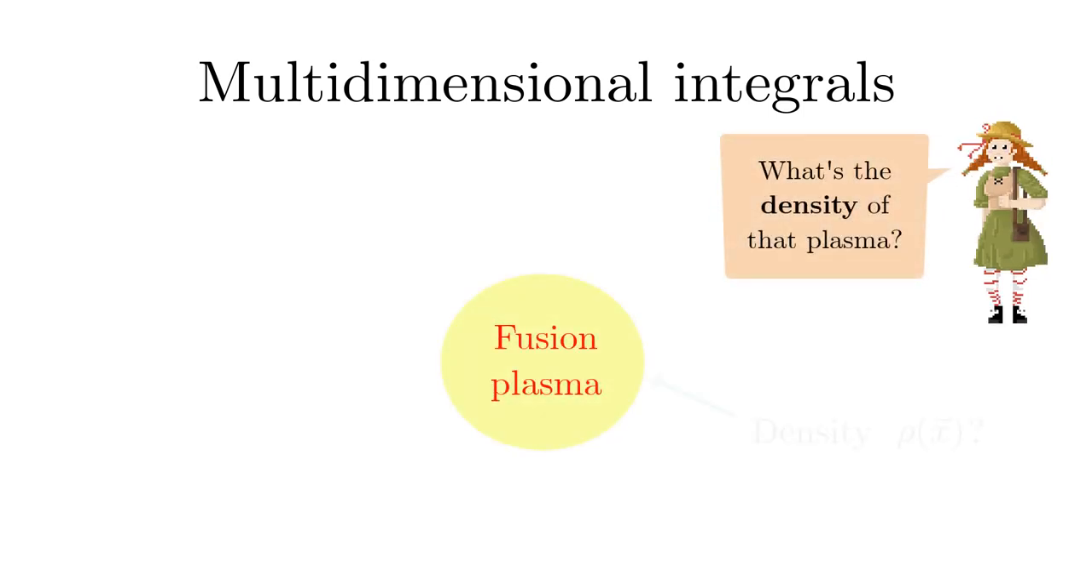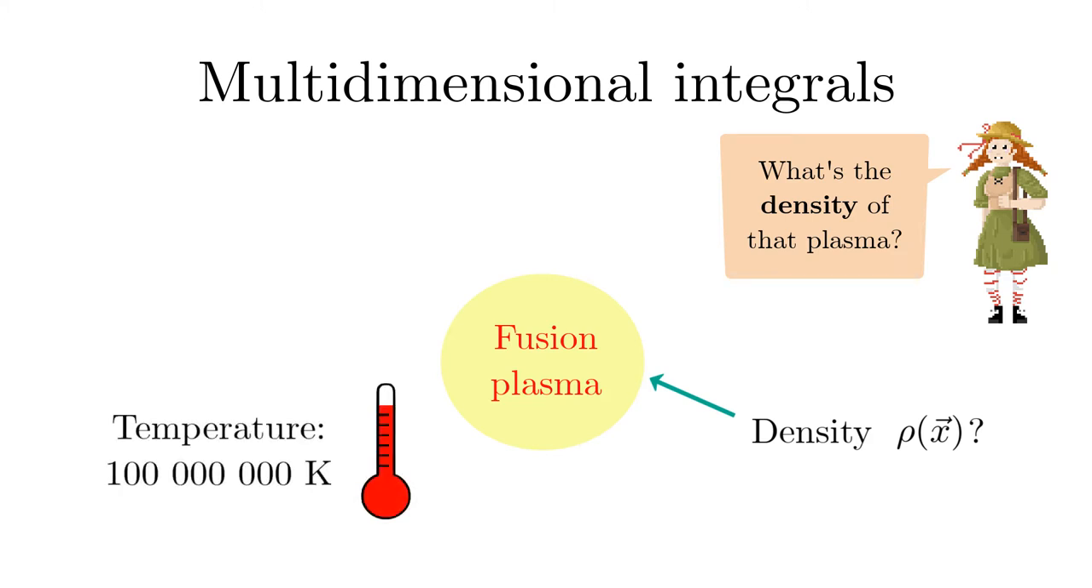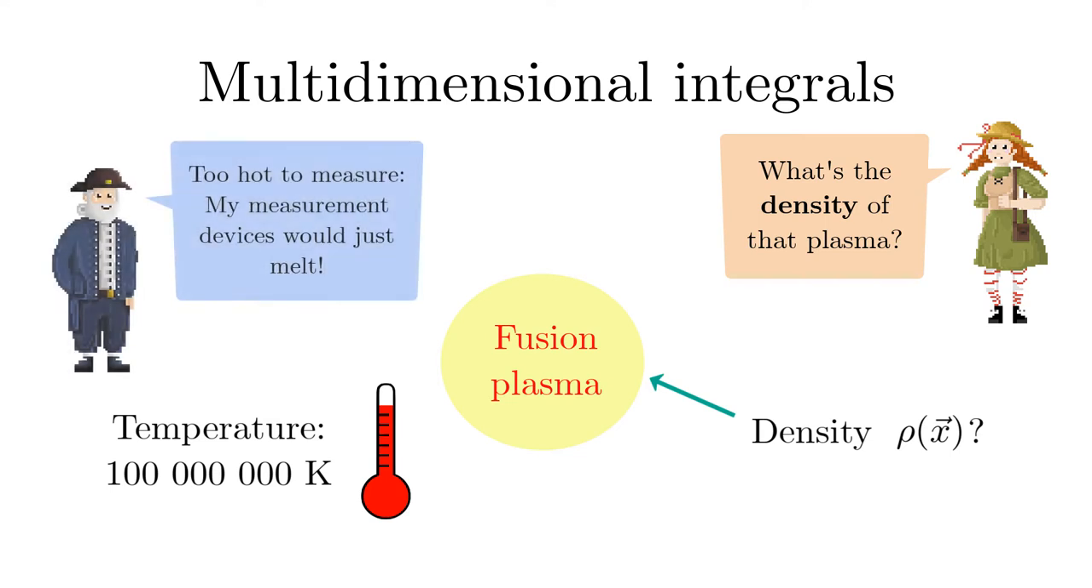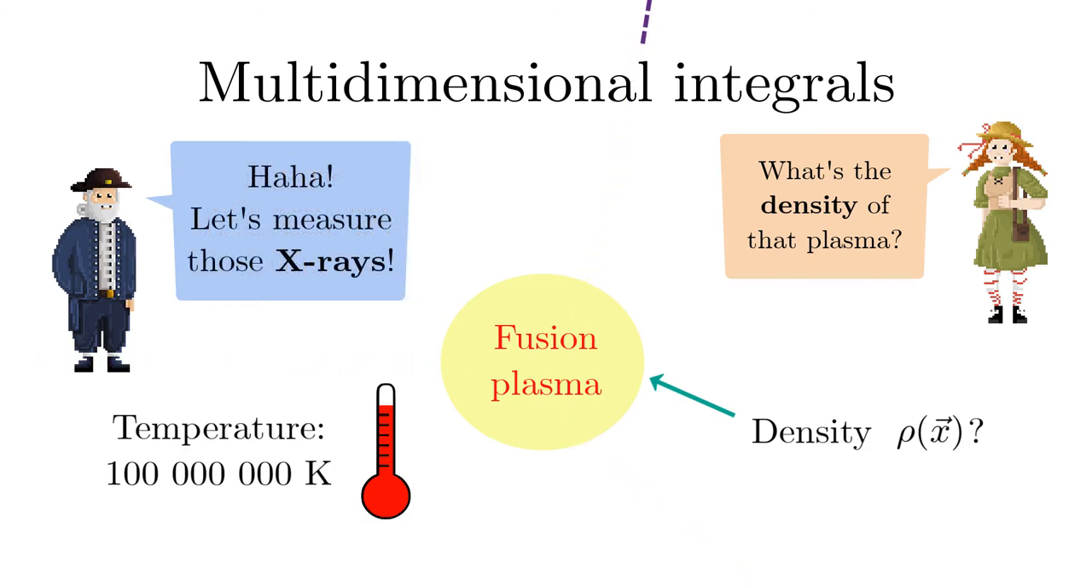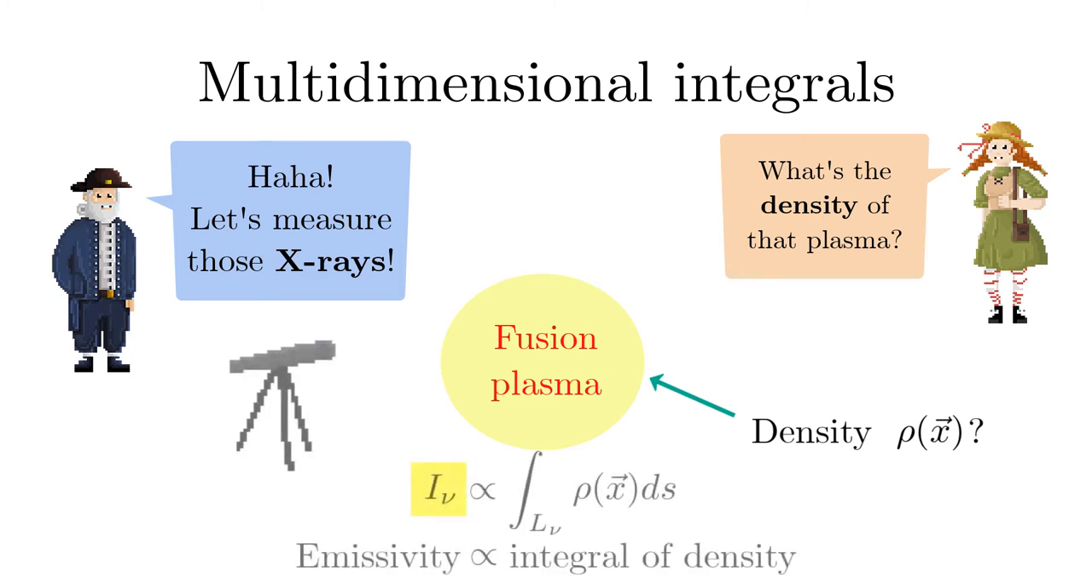Say we are interested in the density profile within a cross-section of a fusion plasma. Since the temperature of a plasma is typically 100 million Kelvin, you can't put measurement devices inside the plasma, they would just melt away. But the plasma emits X-rays, and their emissivity can be measured by cameras outside the plasma. The emissivity is proportional to the integral over the density along the line along which the camera looks into the plasma.